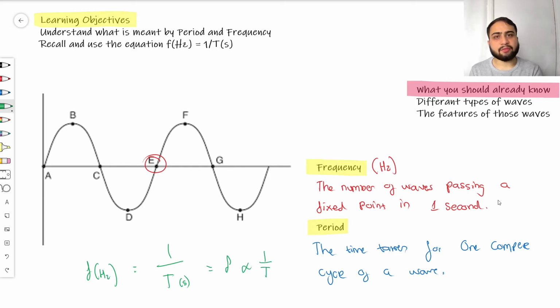So if we have a very high frequency, so we have a lot of waves passing through a point in 1 second, that must mean that the time taken for each wave must be very, very small. And that makes sense, right? If you want a great many things to fit in a very short amount of time, each one of those things should take a very small time in itself.